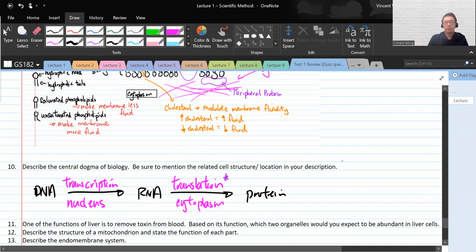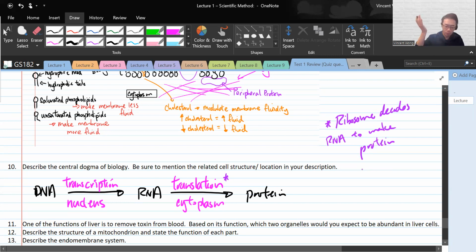Is this how you want us to answer this question? Yes, that's the central dogma. But again, there's no written response on the test. So these are just concepts that you should be familiar with in case it pops up in a question. So for translation, the ribosome decodes RNA to make protein.